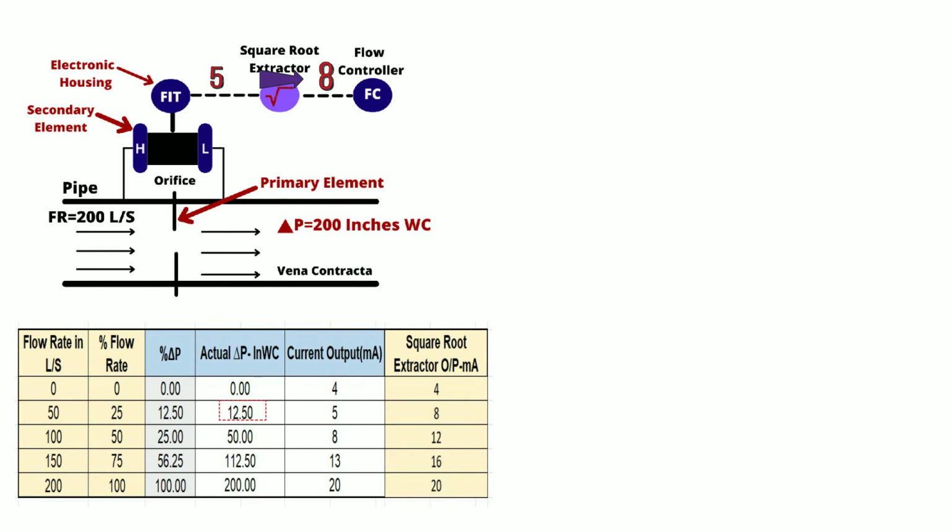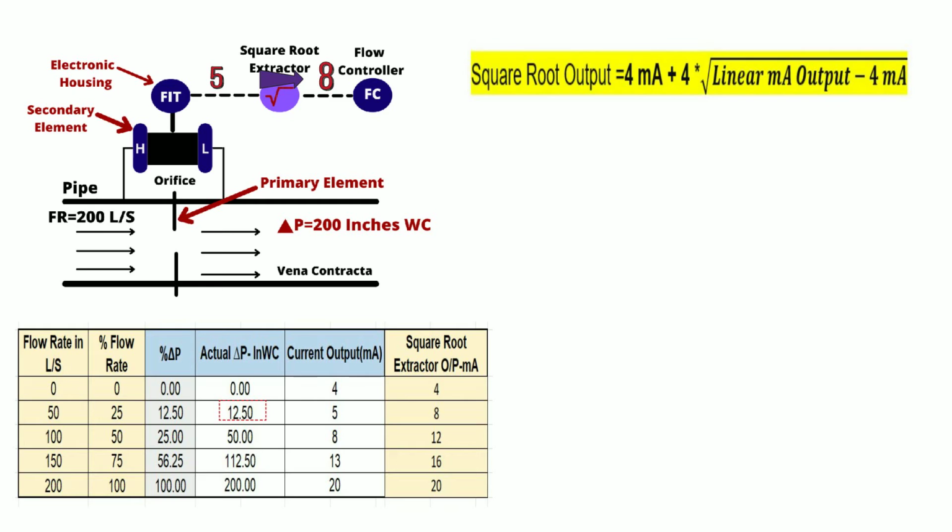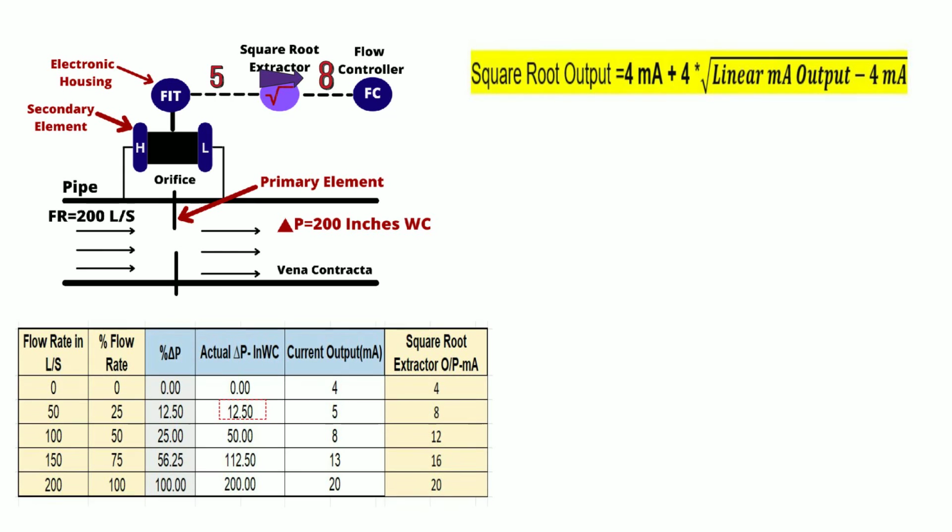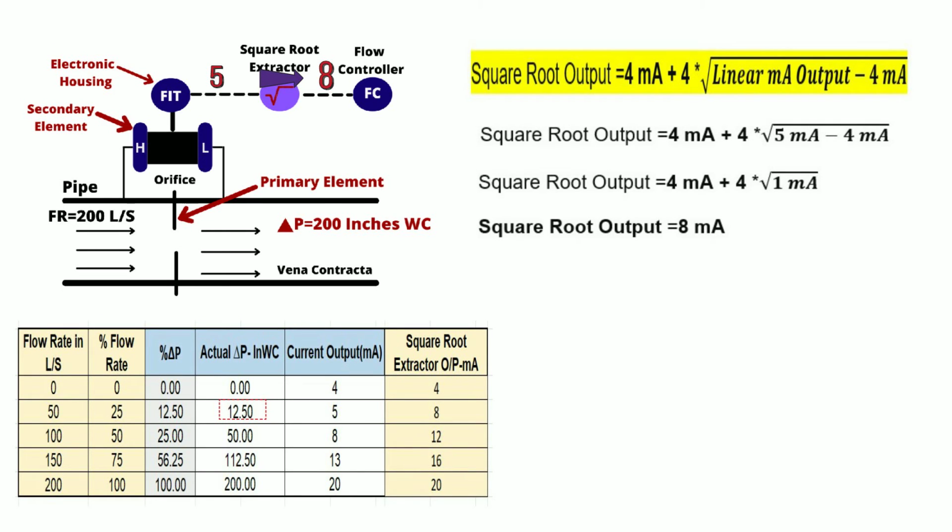As you can see, this is the standard formula to convert the linear output of a transmitter into a square root output. Put 5 milliamperes into this equation, and do simple math calculation. It will give you 8 milliamperes. In other words, if the input pressure is 12.50 inches water column, the square root output is 8 milliamperes, which is exactly what we want to see at the DCS or PLC end.